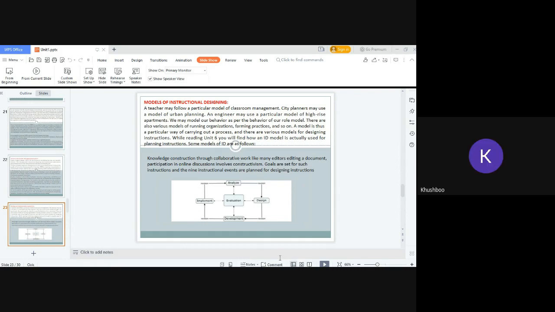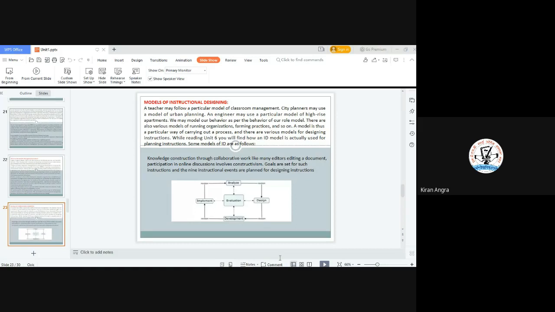Yes, ma'am. You have to analyze it, then you have to design it, then develop it, and then implement it and then evaluate it. After evaluation, if the learning outcomes are as you desired through the instructional design, it's fine. And if it is not, again it goes back through the cycle.